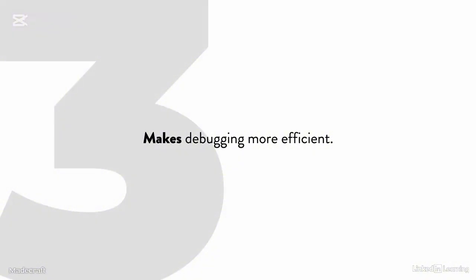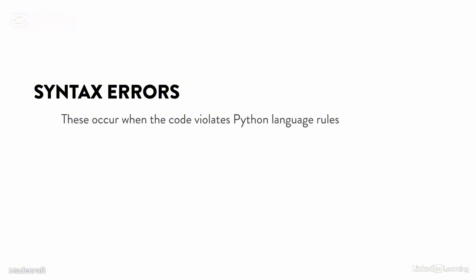Third, it makes debugging more efficient. When errors occur, the program can provide detailed information about the issue, helping you identify and fix the issues quickly. Also, it's helpful to keep in mind the 3 most common categories of errors you might encounter in Python programs. First are syntax errors. These occur when the code violates Python language rules. For example, a missing colon at the end of an if condition.